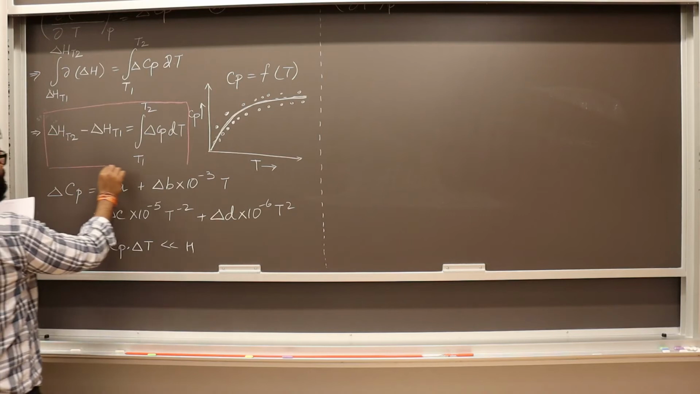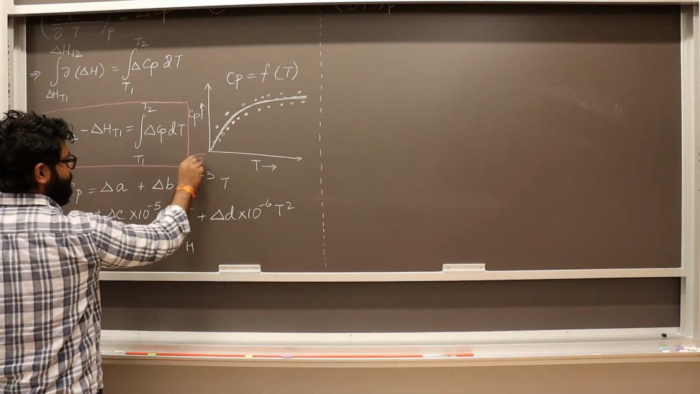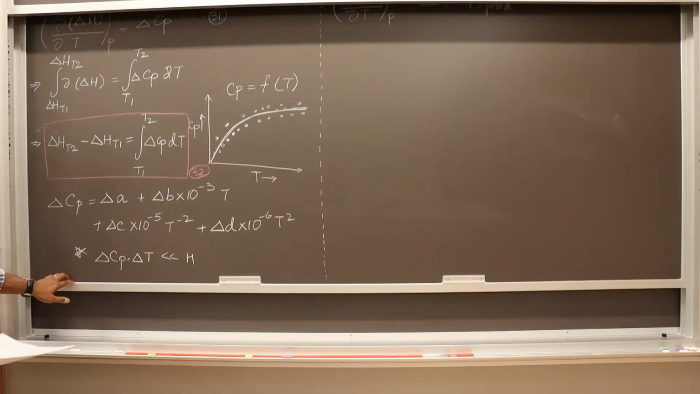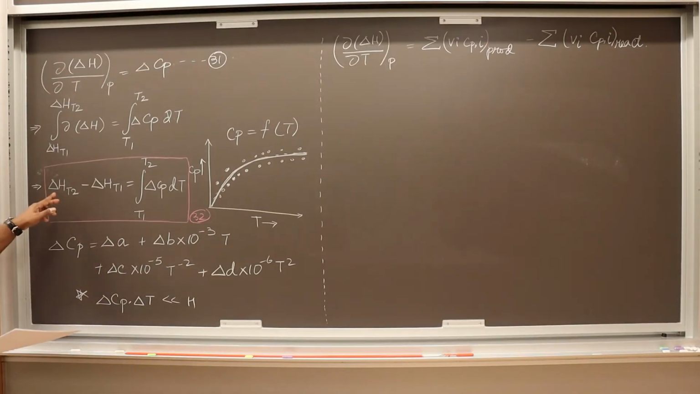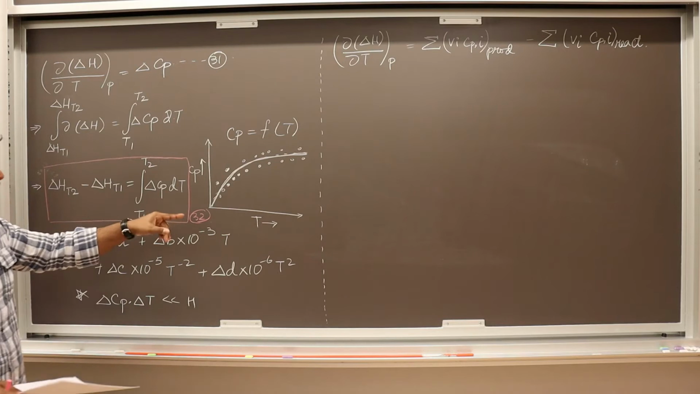And we give this number 32. So this is the equation that will be used to calculate the enthalpy change between two temperatures if we have delta Cp as a function of temperature.